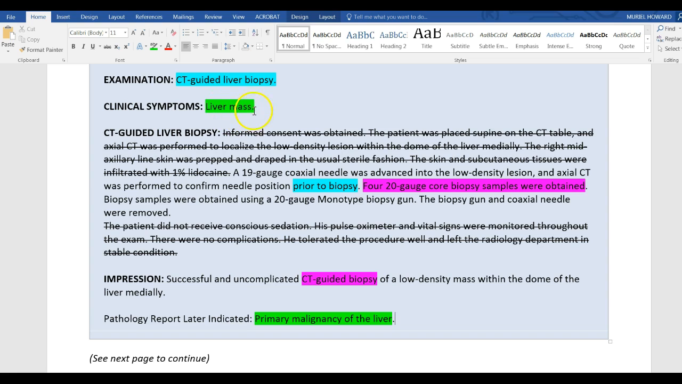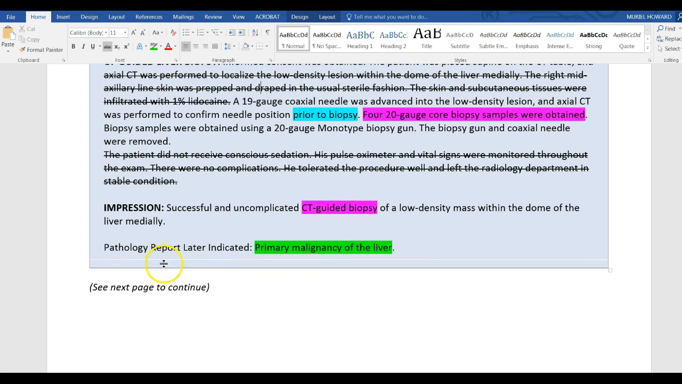This mass represents a bigger problem. So since this is no longer valid, we don't need to code that. Now we're going to turn our attention to the pathology report.